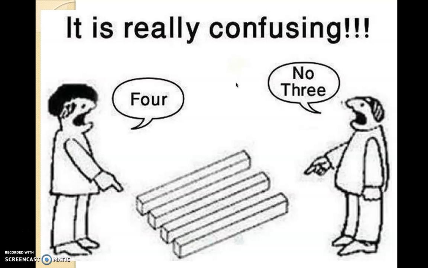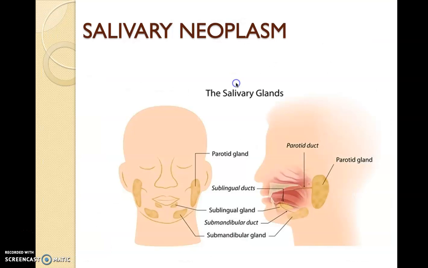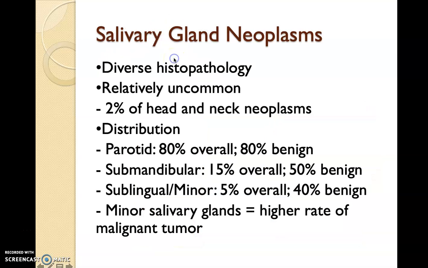If you look at the cells one by one, it may be confusing, but you have to look at the overall architecture and also the pattern histologically, okay? So it's going to be really confusing. So in salivary gland neoplasm, most of the time we are going to use extra staining to help us. Okay, so we'll start with the salivary gland neoplasm.